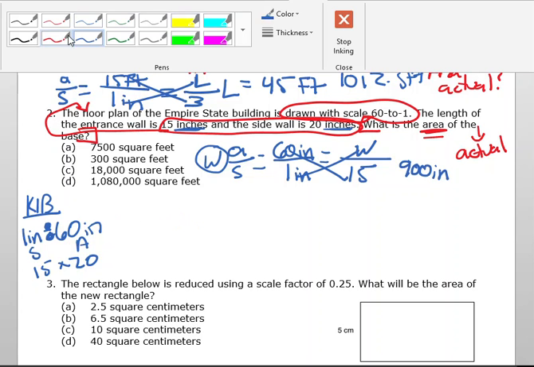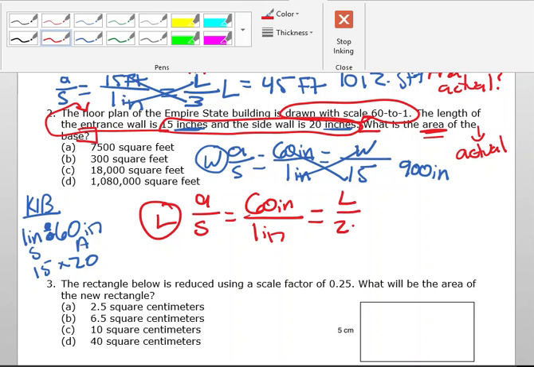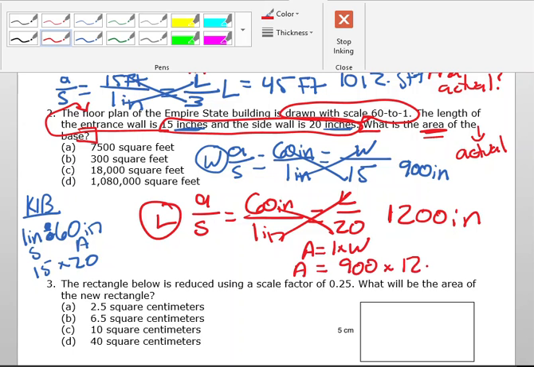For my length, I'm going to put my actual over my scale equals 60 inches over 1 inch equals L over 20. Cross multiply. 60 times 20 is going to give me 1,200 inches. So my length is equal to 1,200 inches. All right. So using area is equal to length times width, I'm going to go area is equal to 900 times 1,200.